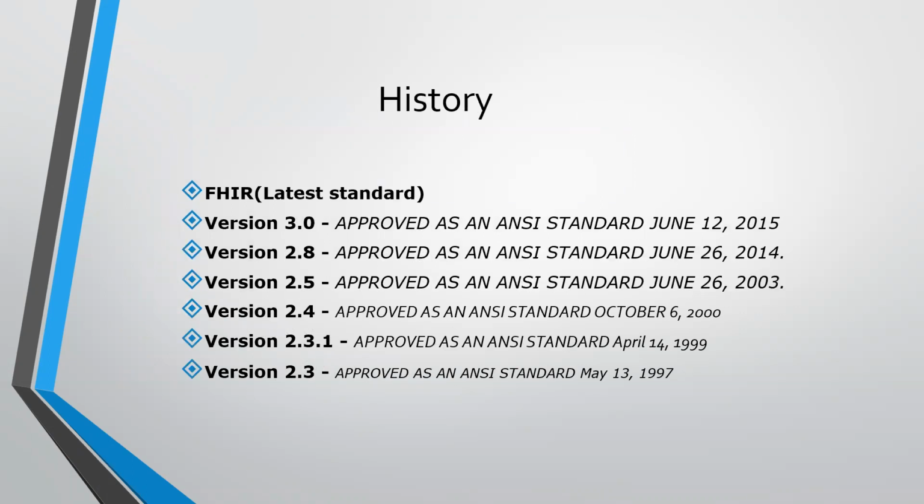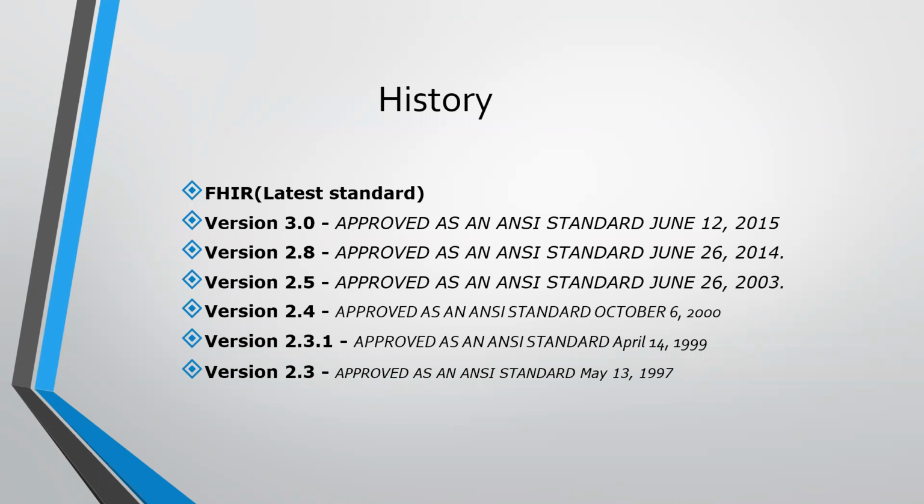So, a quick history of HL7. We have had various versions of HL7 released in the past 30 years. The official version of HL7 version 2.3 was released in 1997. After that, we had other versions like 2.4, 2.5, 2.7, 2.8. And finally, version 3 was released as well.